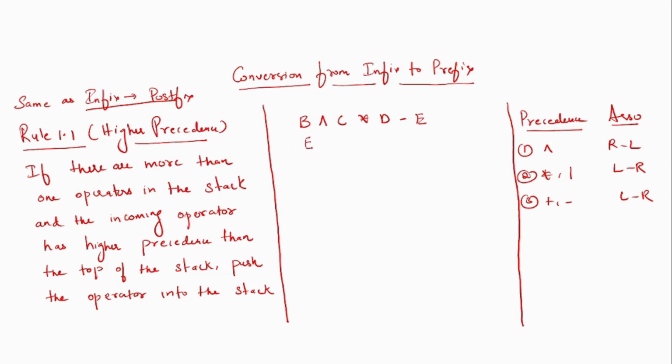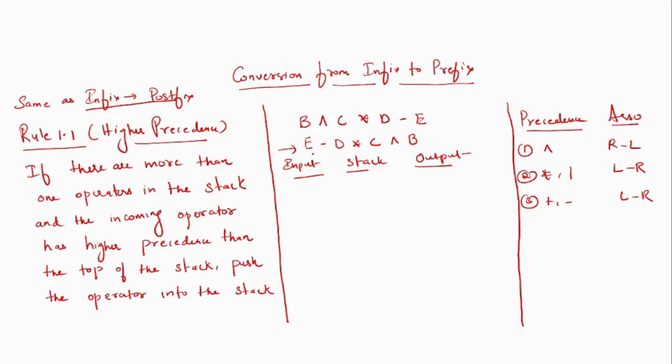I will say e minus d star c to the power p, correct? This is the reversed expression. Now I will say here input, stack and output.